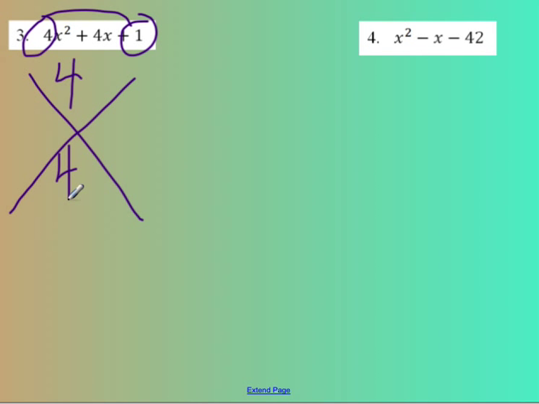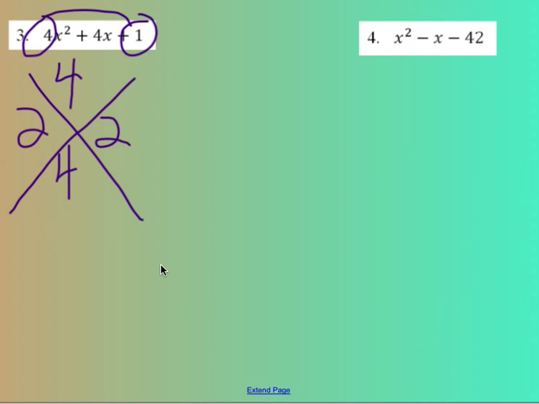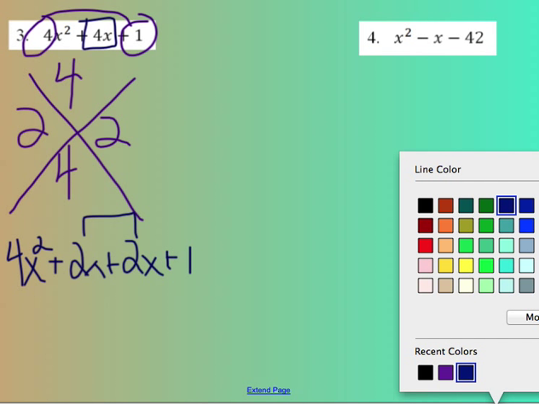Well, what multiplies to 4 and adds to 4? Well, that's going to be 2 and 2. So now I'm ready to set this up to factor by grouping. I'm going to split that middle term up. I'm going to keep 4x squared the same, and then I'm going to write this as 2x plus 2x. So this is really still 4x, but I'm just splitting up that middle term.